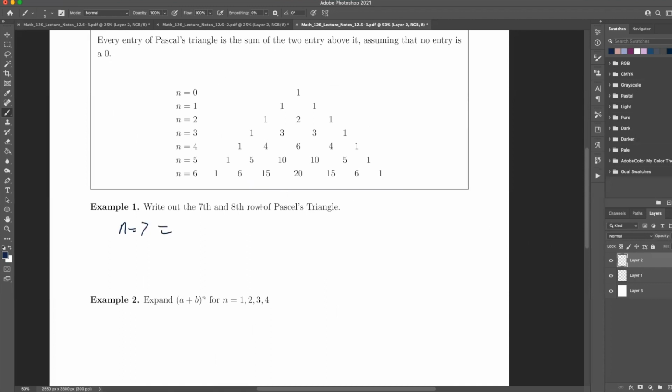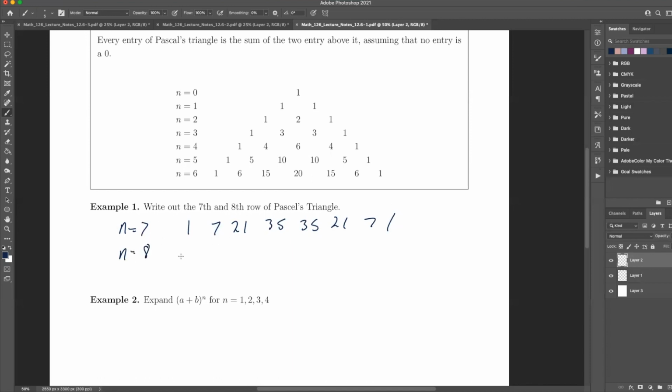So here, if I was going to write out the next line, it'd be 1, 7, 6 and 5 would be 21. This would be 35. This would be 35. This would be 21, and then it repeats itself. So it'll just repeat. And then let's do n equals 8.